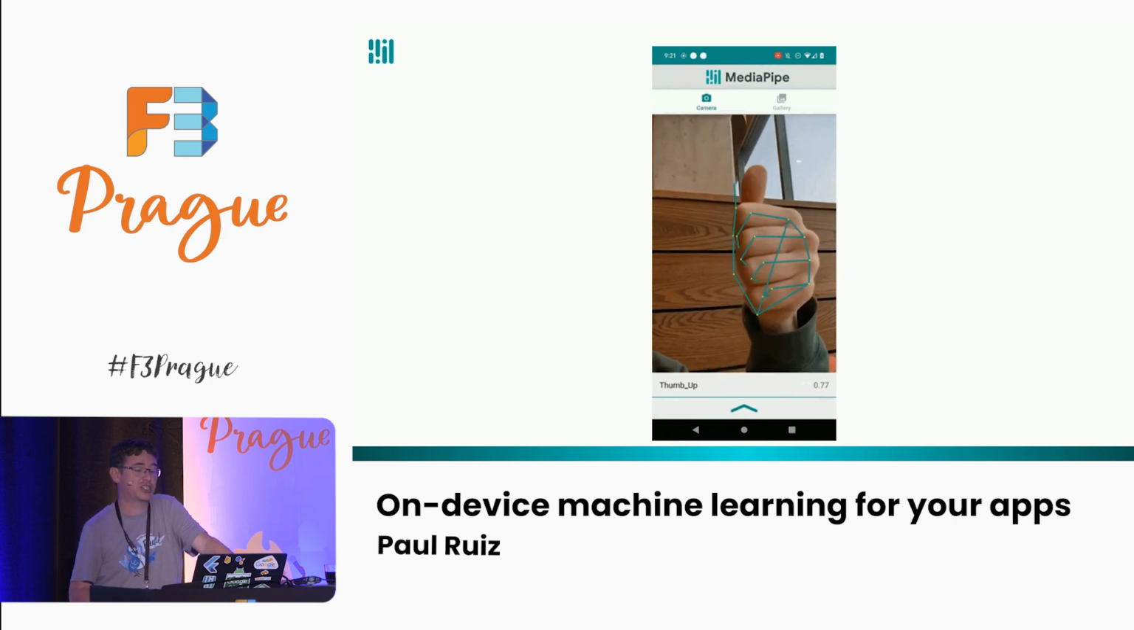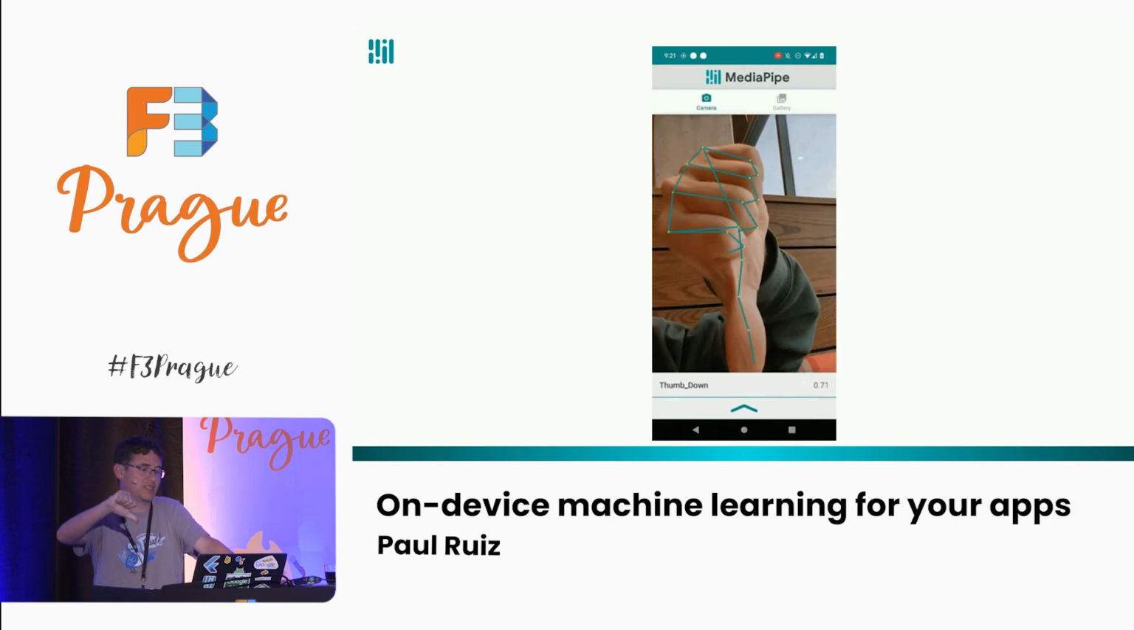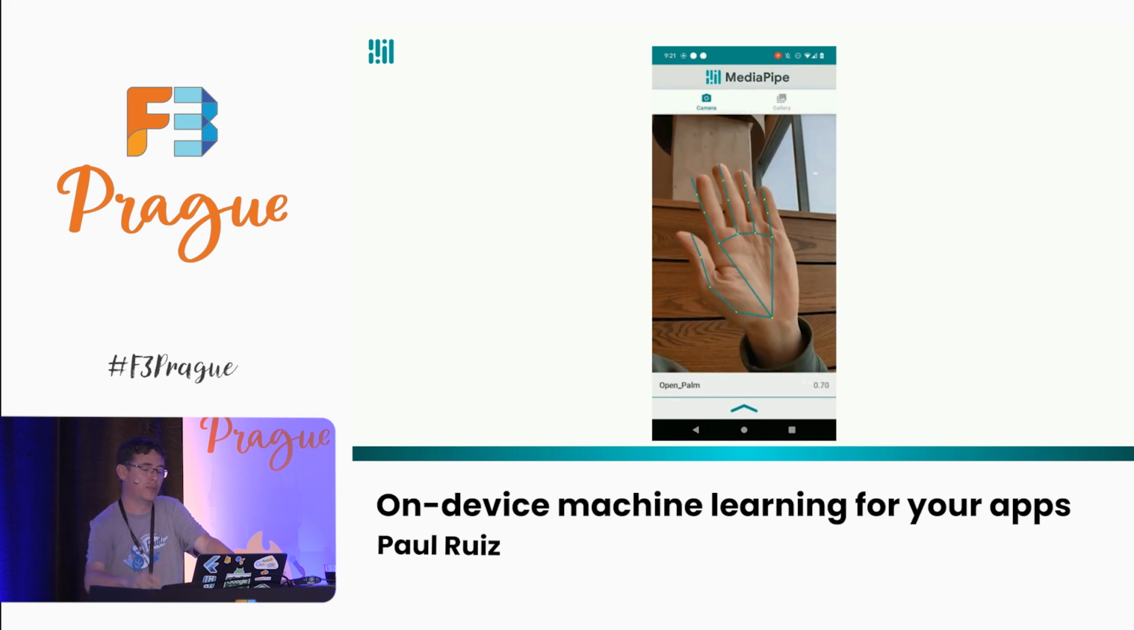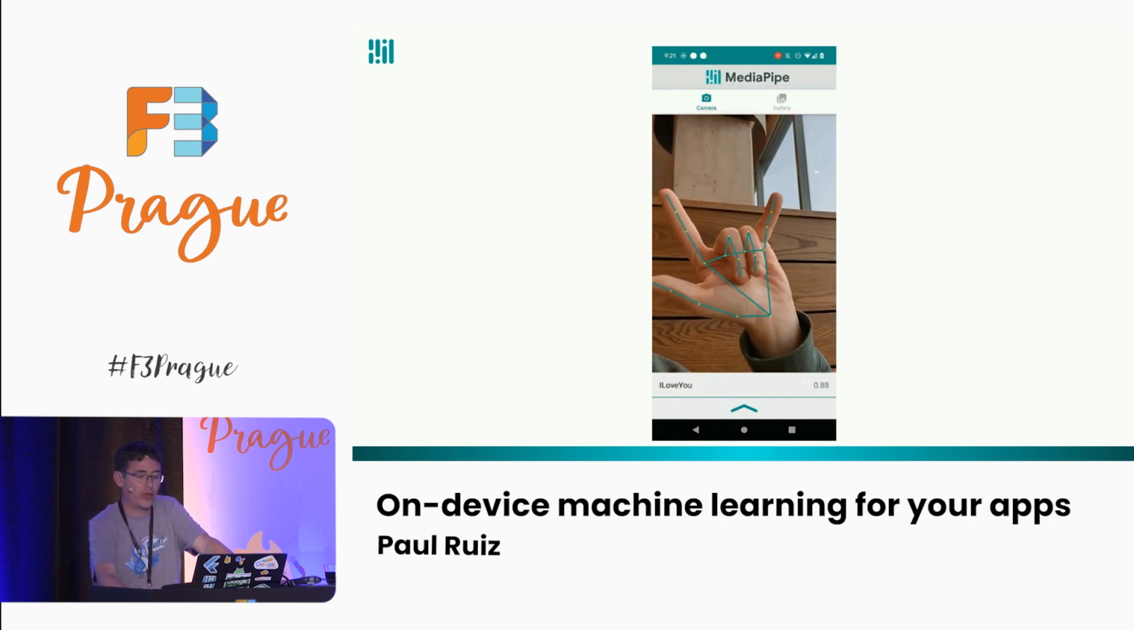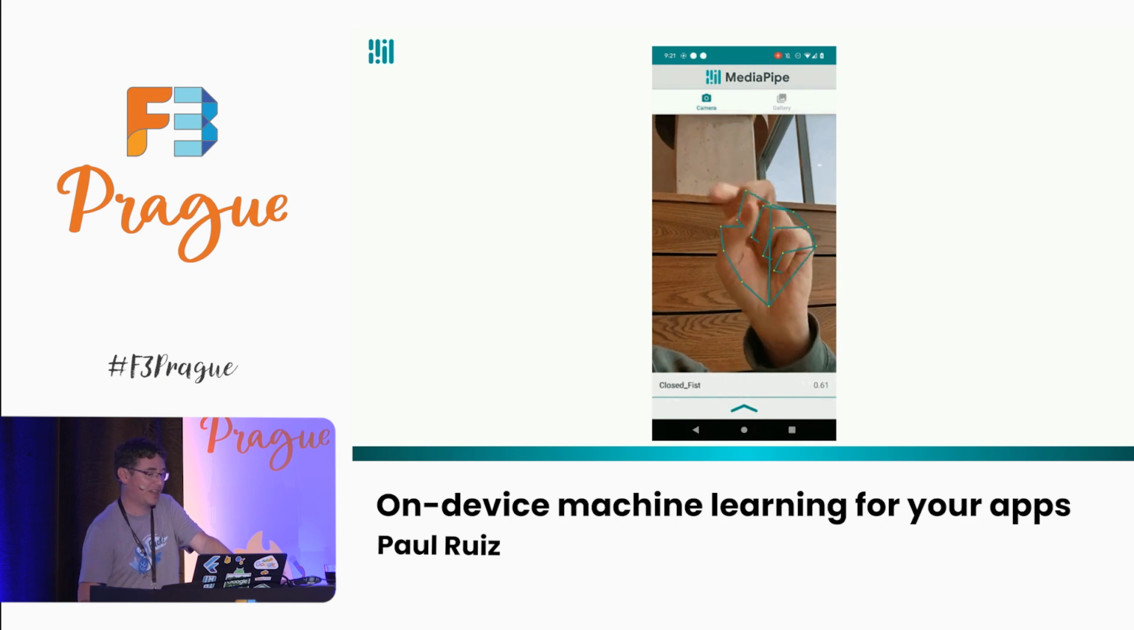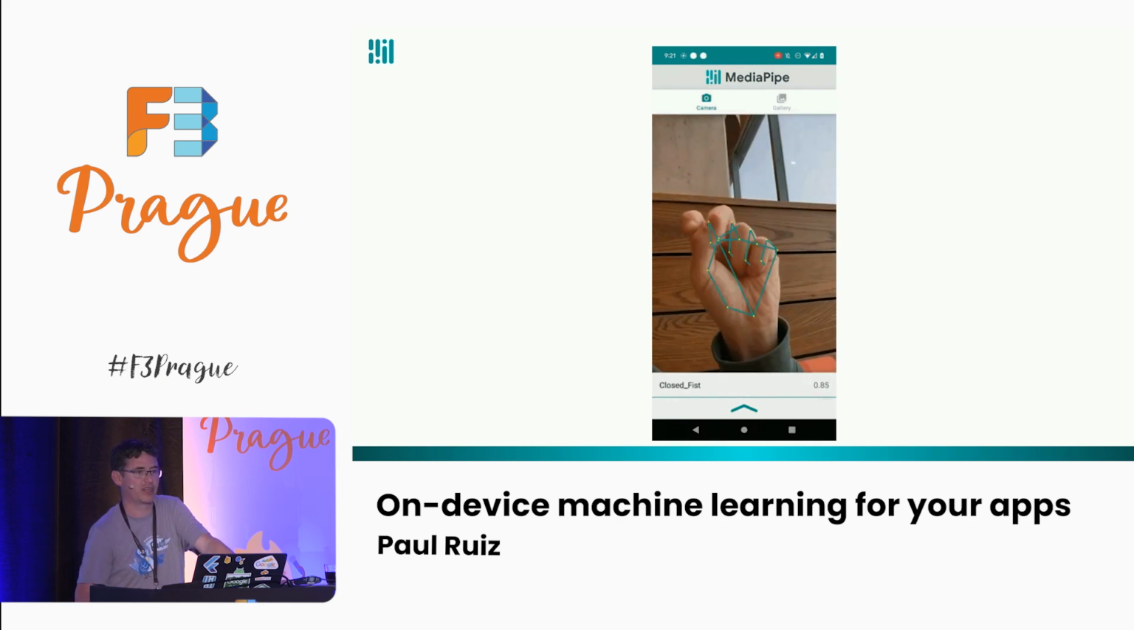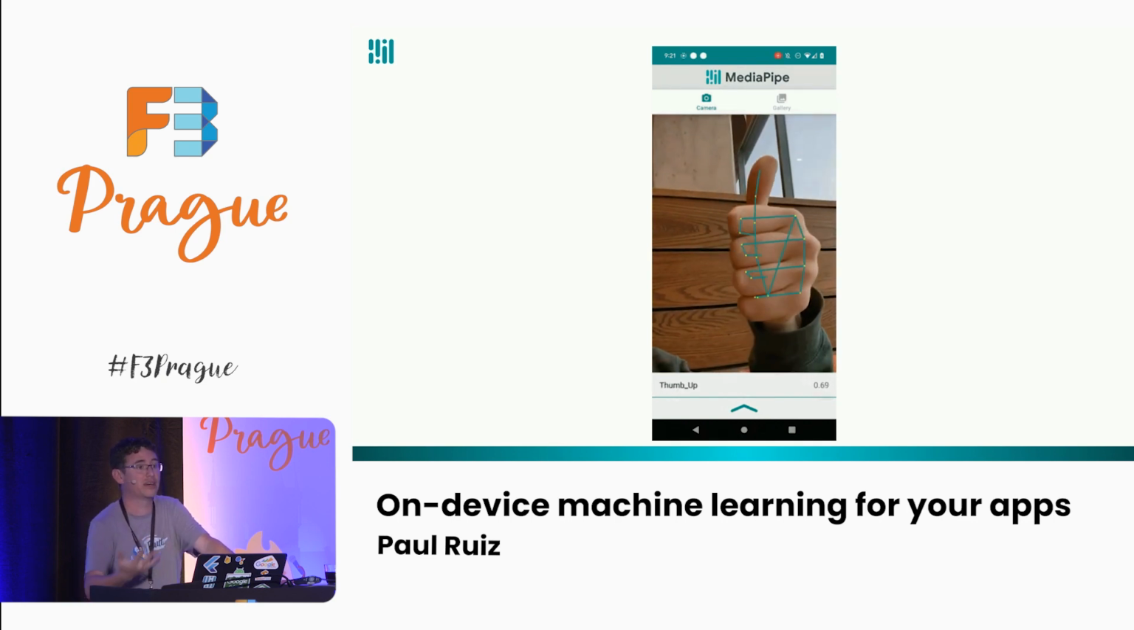So here you can see that I'm actually using this to classify thumbs up, thumbs down, closed fist, and open palm with a pre-trained model bundle. Though we actually also provide a tool for retraining that bundle with your own custom gestures for things like a game of rock, paper, scissors, or anything else that you want to have in there.